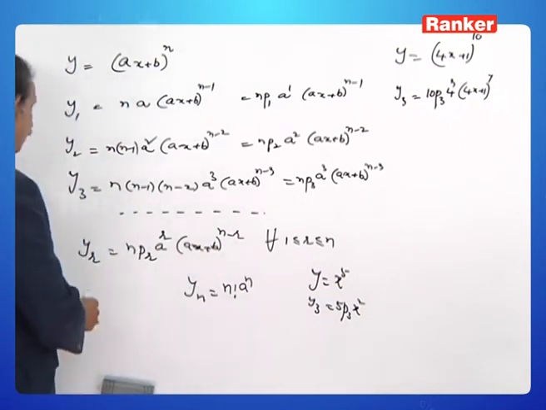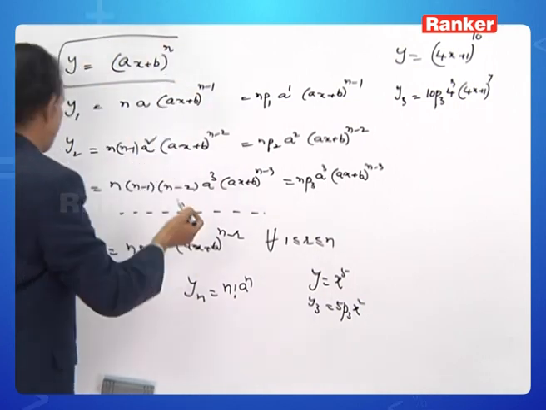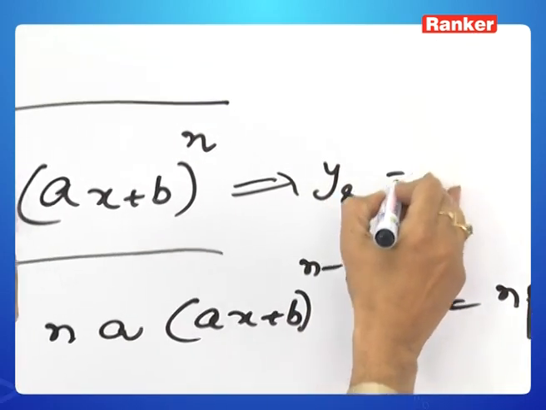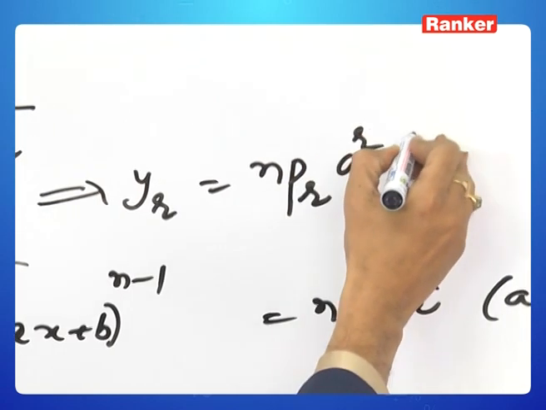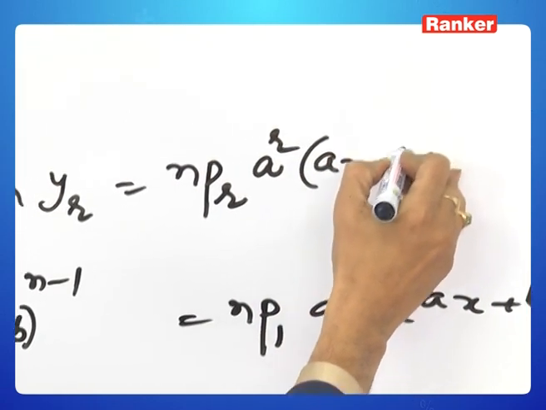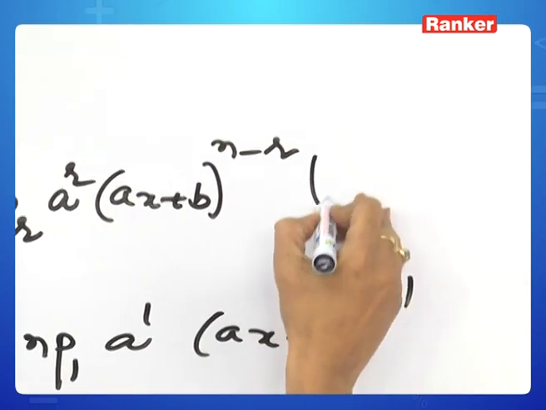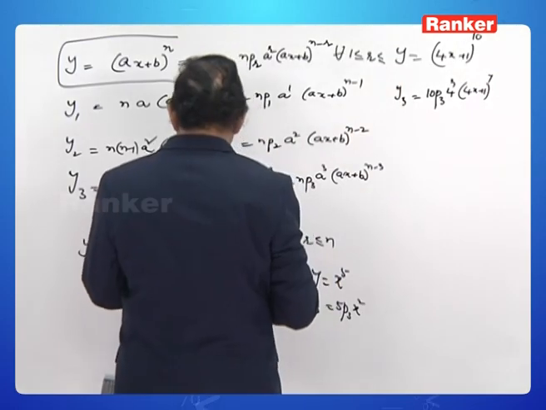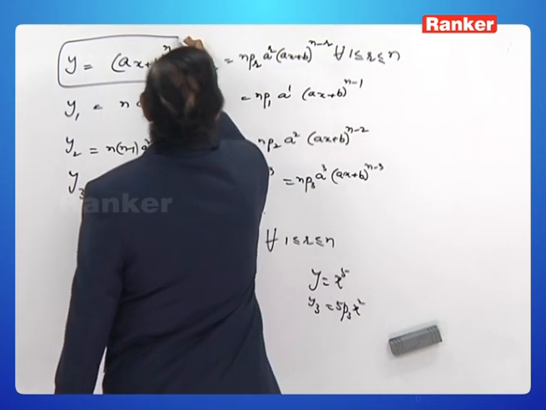Yes. Therefore, y is equal to (ax plus b) whole to the power of n implies yr is equal to nPr into a to the power r into (ax plus b) to the power of n minus r, for all 1 less than or equal to r less than or equal to n.